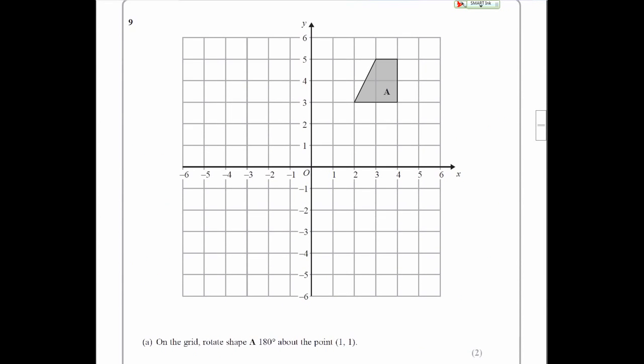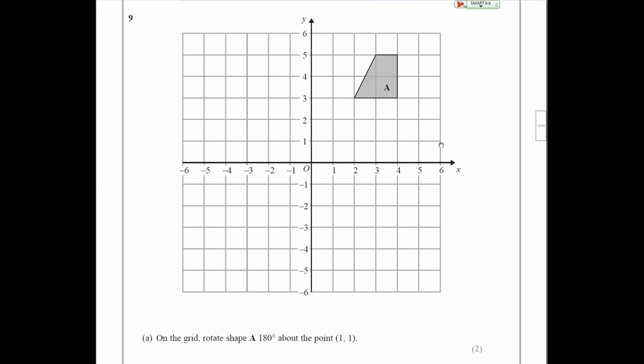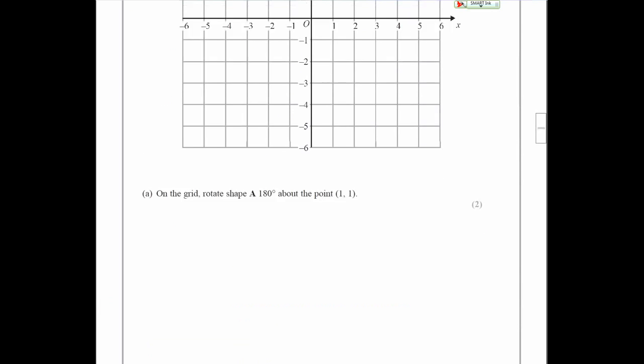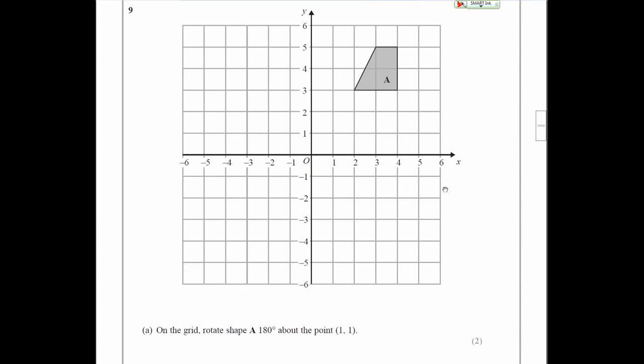Question 9. Part A. On the grid, rotate the shape A 180 degrees around point 1, 1. So let's highlight point 1, 1. 1 across, 1 up. That is point 1, 1. We want to rotate it around. Imagine that you've got this stick that's holding your shape. We are rotating the stick 180 degrees. So if you imagine, we're going to turn the stick round to here.